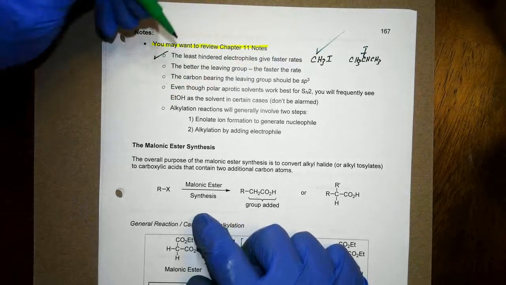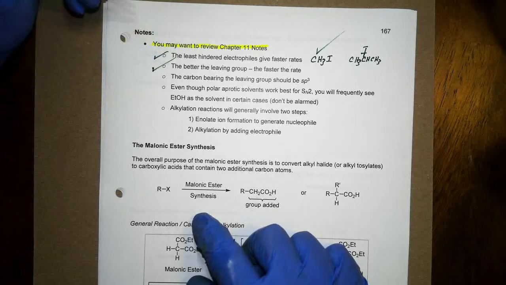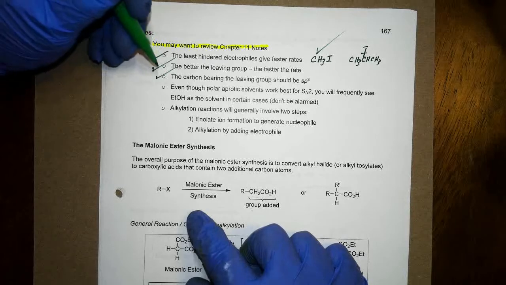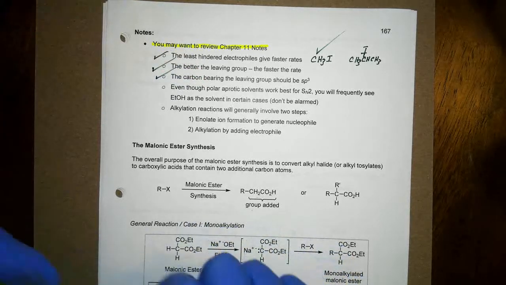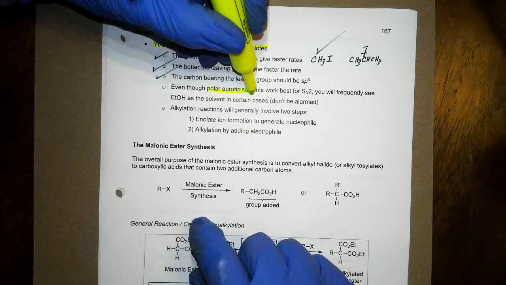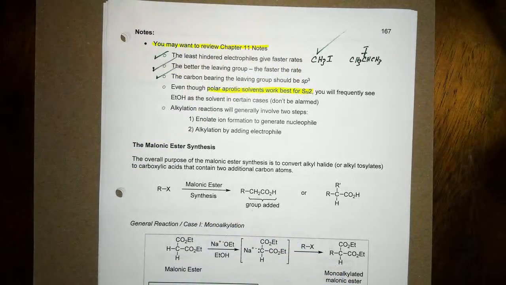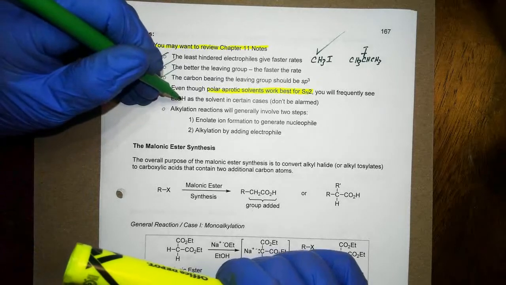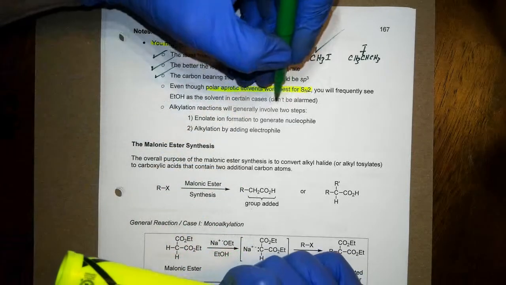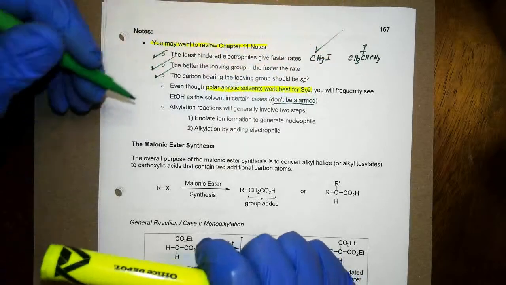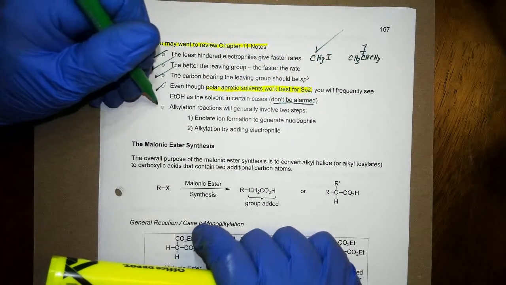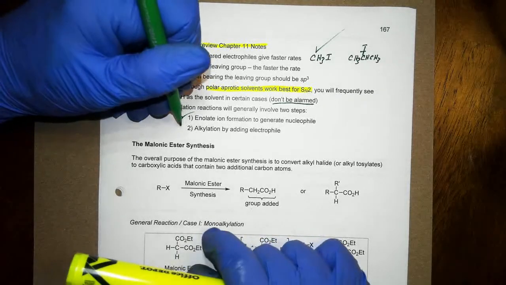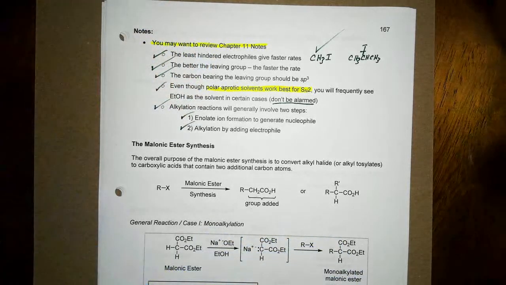The better the leaving group, the faster the rate. The carbon bearing the leaving group should be sp3. Even though, and this is something I want to point out now, even though polar aprotic solvents are best for SN2, in this part of the chapter, you're frequently going to see ethanol, which is polar protic, as a solvent. But don't be alarmed. That's okay. The alkylation reactions generally involve 2 steps. One's the enolate formation to generate a nucleophile, followed by step 2, addition of an electrophile.